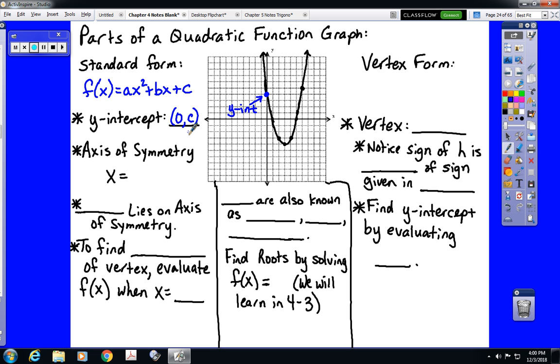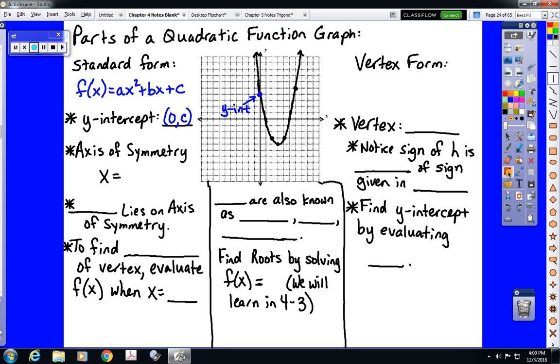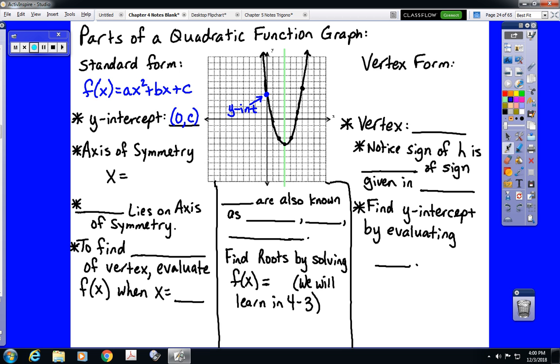In addition, we can find what is called the axis of symmetry. See, every parabola, every single one, is symmetric. Okay? There is a line of symmetry that runs right through the vertex of that graph, and the left and right sides of that graph, based on that line, are actually identical. They're just mirror images, so there's symmetry.